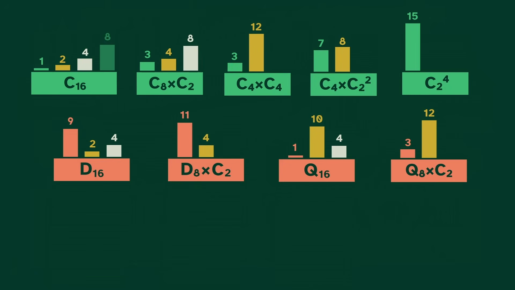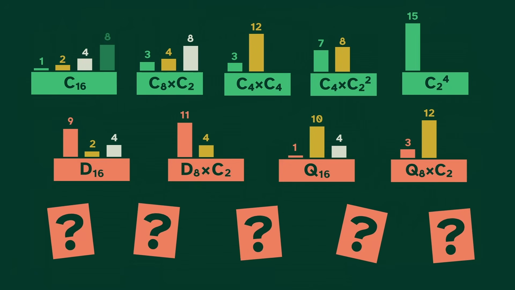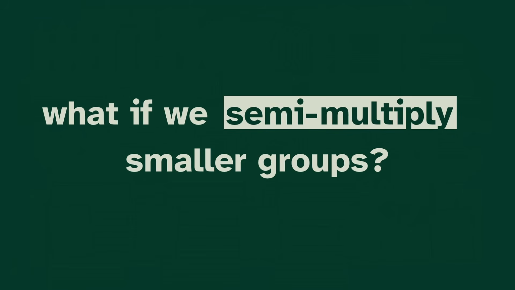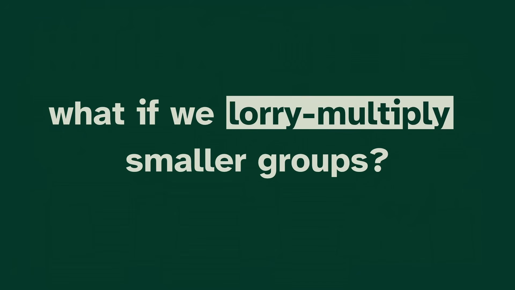What about the other groups? You said there were 14, so we're still missing 5. What if we multiply smaller groups? We just did that. What if we semi-multiply? What does that mean? Oh, sorry. Lorry multiply for the overseas viewers. What does it mean mathematically?